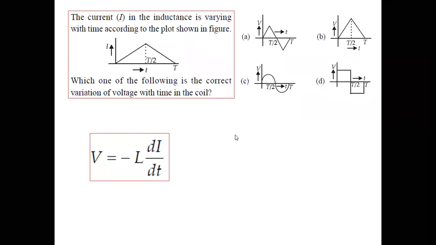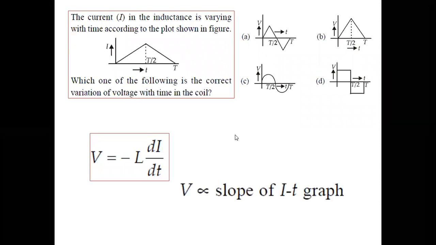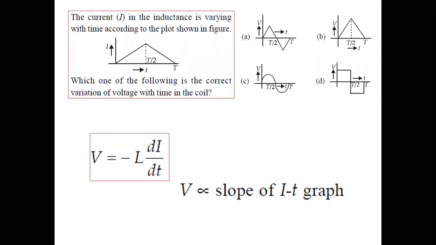You have a formula, V equal to minus L di by dt. Since voltage is directly proportional to the slope of the i-t graph, do remember this minus sign. What I have plotted here is voltage versus time. I have taken a positive amplitude of voltage and a negative amplitude of voltage. Minus indicates this EMF opposes the cause producing it. The change in current is opposed by the induced EMF. Hence, this minus sign symbolizes the conservation of energy.